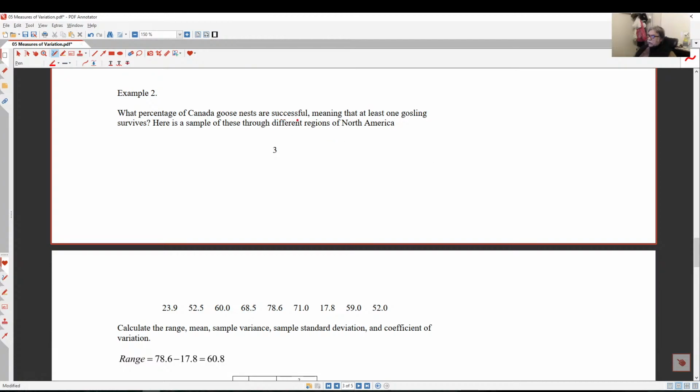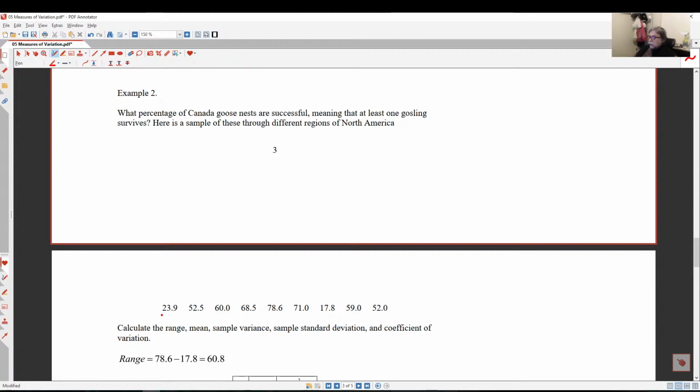Percentage of Canada goose nests that are successful. That would mean that out of the nest, there is at least one gosling surviving. So you get something out of the nest. That's successful. So Canada geese nest in North America, in Canada and the northern part of the United States. And then they travel during the winter season to the south. But they nest in the north.